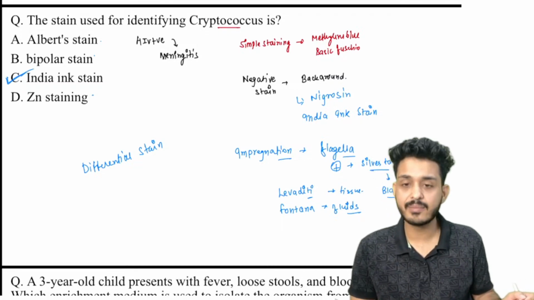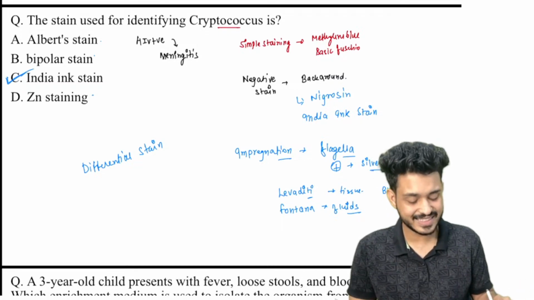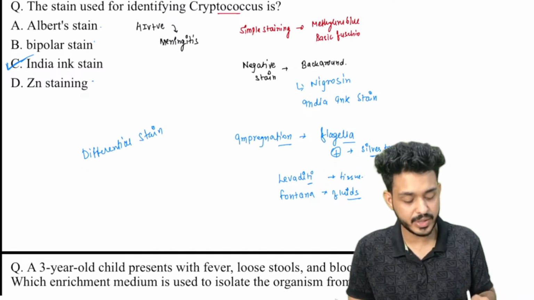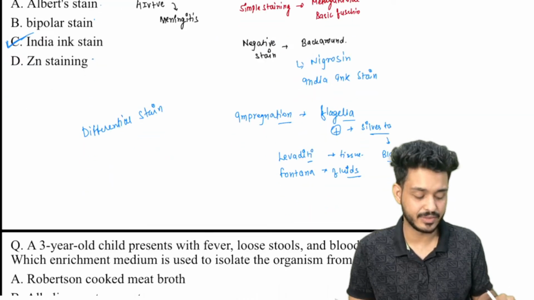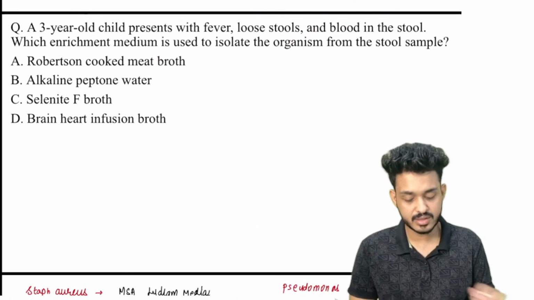One more thing, remember this one is done for the CSF sample. For a tissue sample of Streptococcus, we will be doing mucicarmine stain. Try to solve this one.